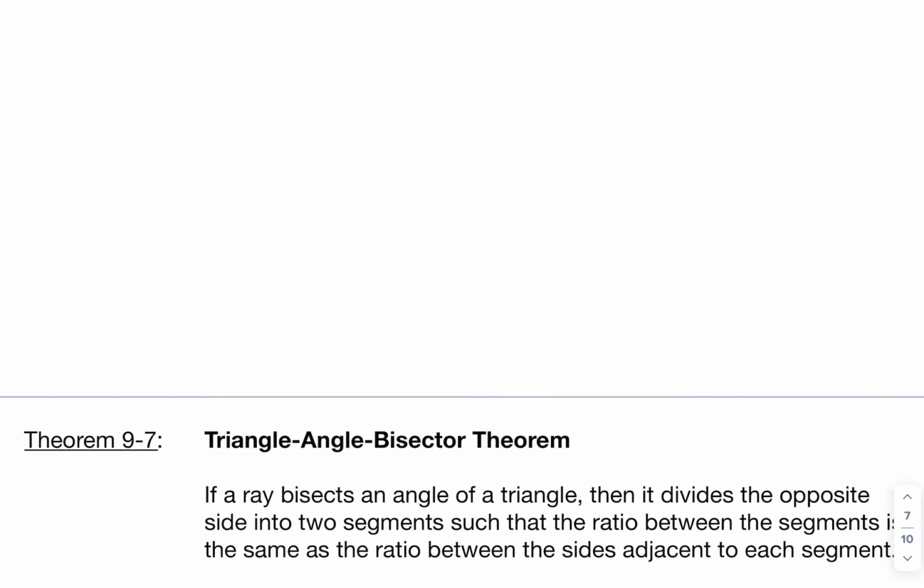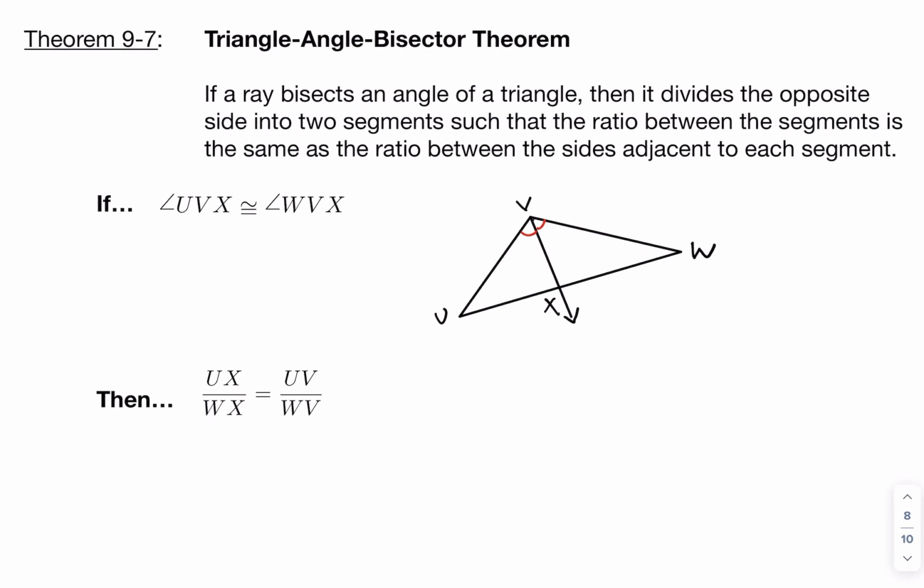All right, now let's move on to the last theorem for this lesson, and that is the triangle angle bisector theorem. This basically says that if a ray, here we've got VX as our ray, bisects angle UVW, then angle UVX and angle XVW are equal. If it bisects it, those angles end up becoming equal.